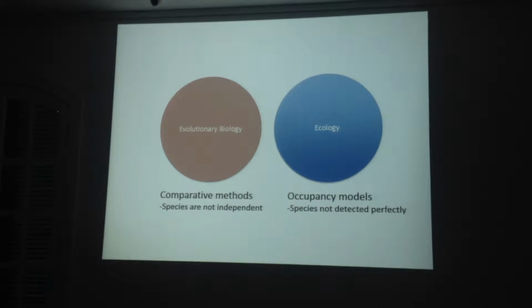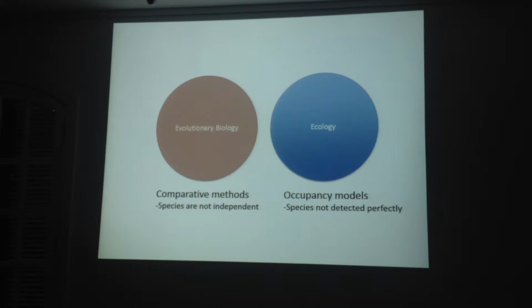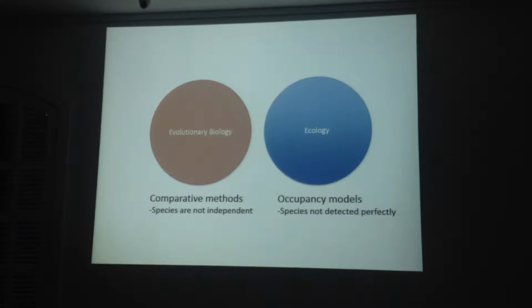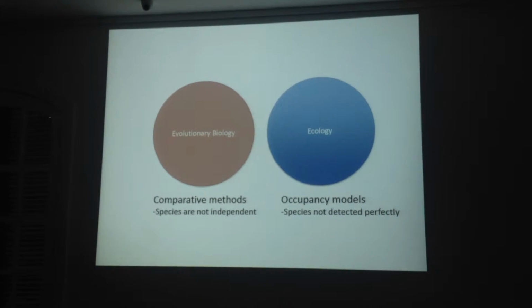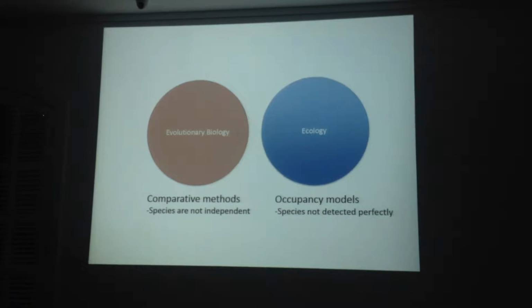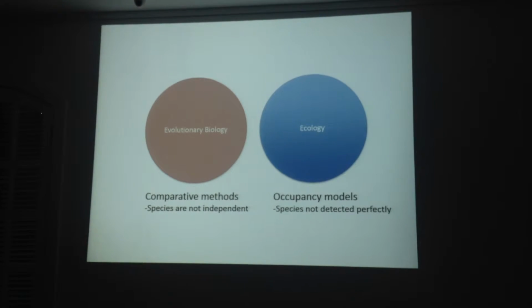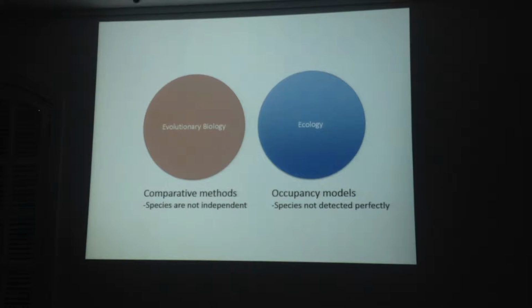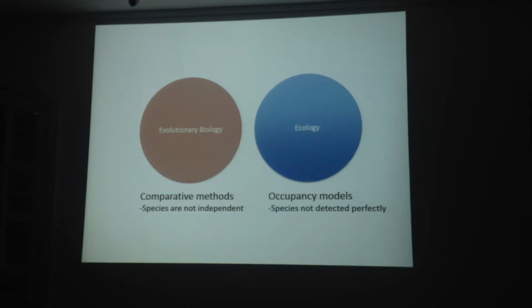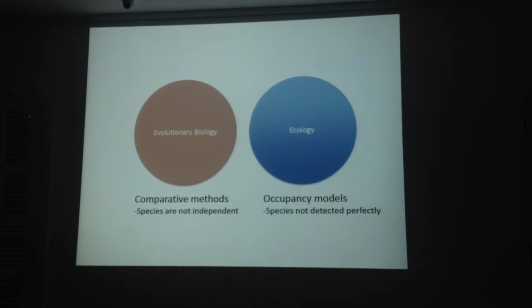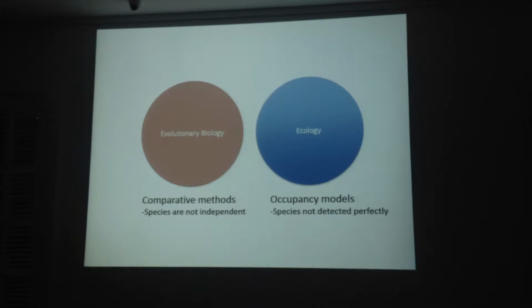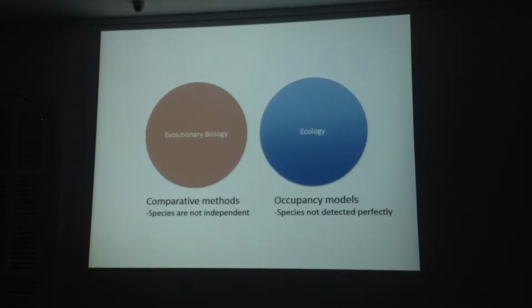So in the past 2 decades or so, we've made tremendous strides in how we analyze data in both evolutionary biology and in ecology. And in evolutionary biology, a lot of this has taken the form of comparative methods. So the recognition that species are not necessarily independent data points, and that we can actually use that non-independence to really understand how traits evolve through evolutionary time.